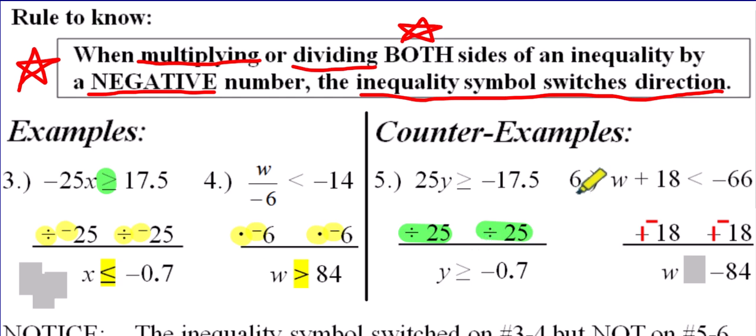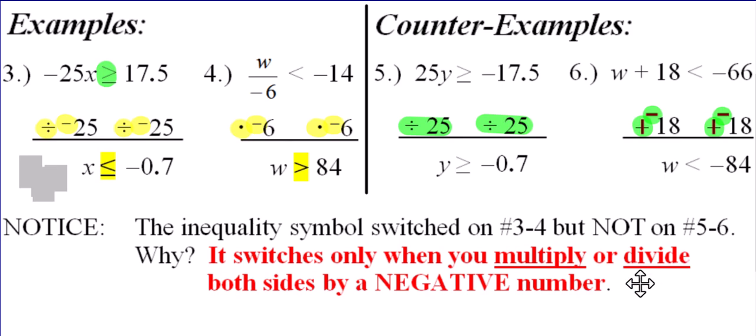Take a look at number 6. Well, here I have a negative, but am I multiplying or dividing by a negative? No, I'm adding by a negative. Did the rule here say that it switches direction when you add by a negative? No, only when you multiply or divide by a negative. So that's why the inequality symbol did not switch directions here. It only switches direction when you multiply or divide both sides by a negative number.